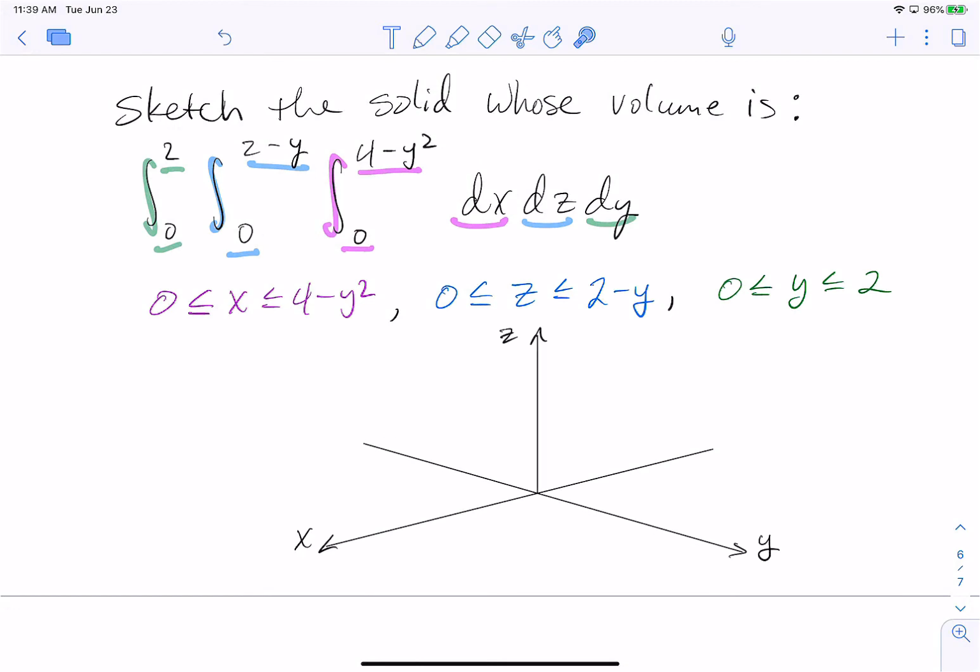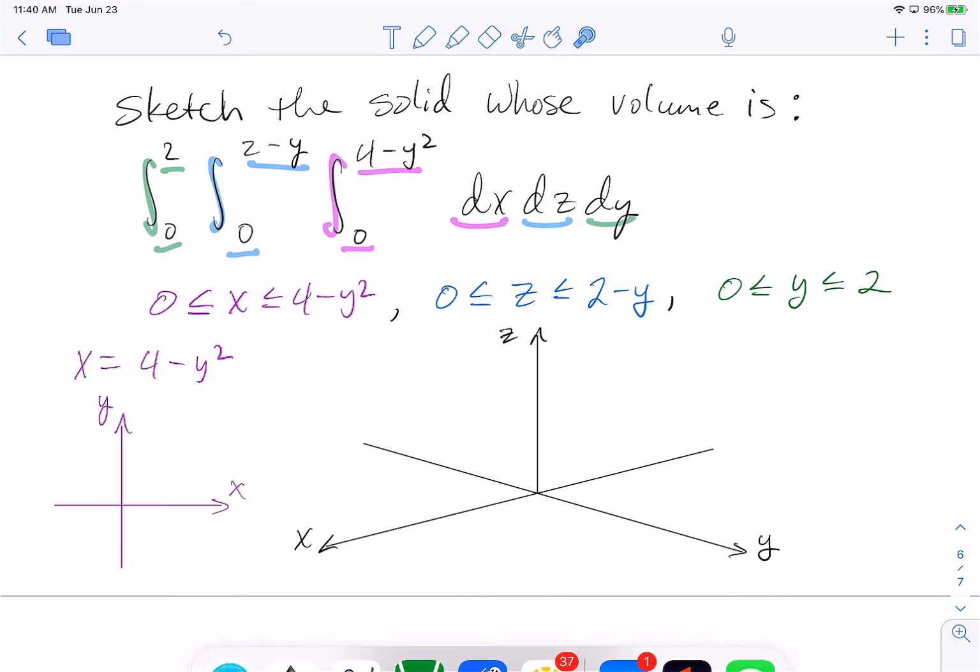All right. In the xy plane, we're looking at the curve x equals 4 minus y squared. That all of the variables have a lower limit of 0 means that we are in the first octant. x equals 4 minus y squared is a parabola that opens along the x-axis. It's oriented sideways. You know what? I guess we'll go to R2.